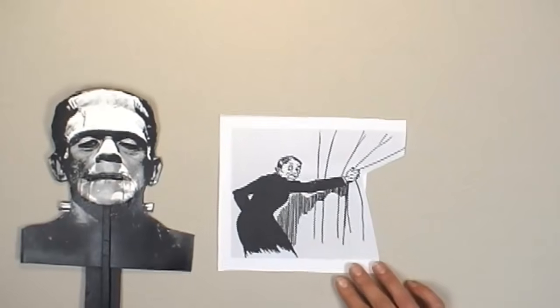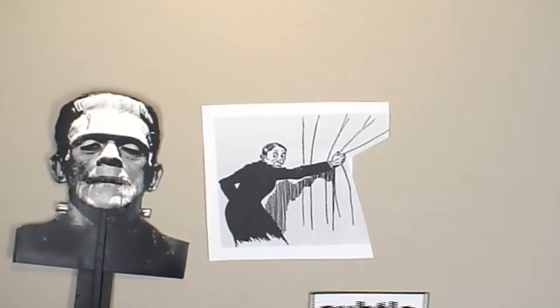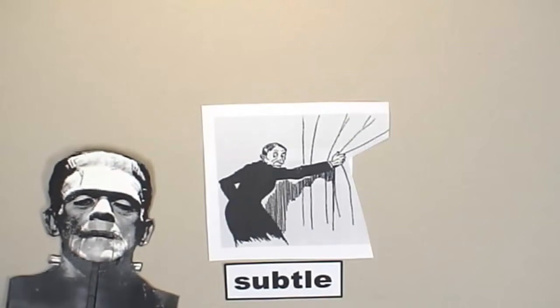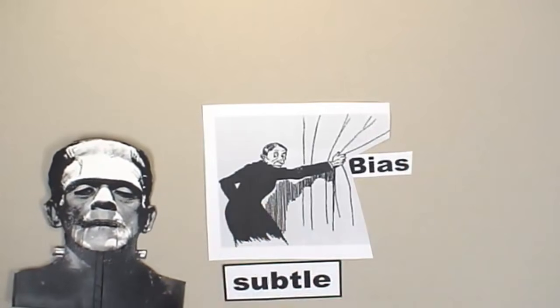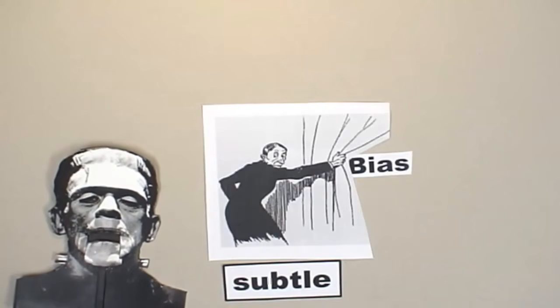Often, though, bias is not so obvious. Most bias is subtle and will take some critical thinking to identify. Look behind what seems obvious. Subtle.